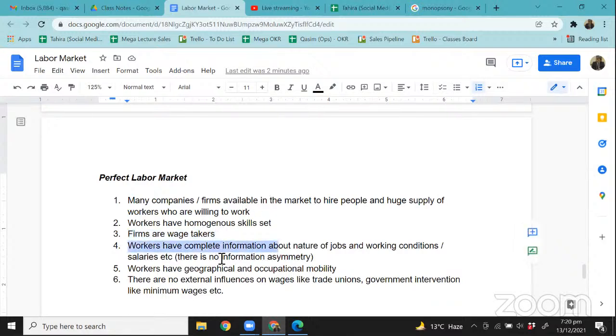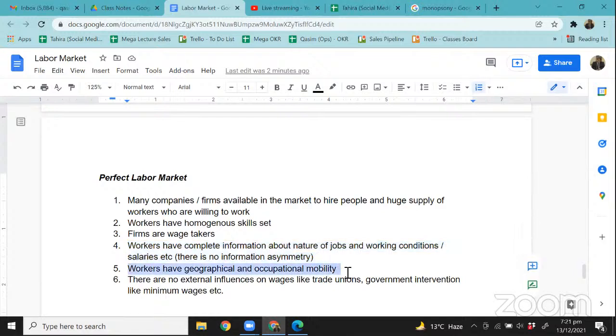Now, workers have complete information. So there's no information asymmetry. Information asymmetry means that one group has more information compared to the other group. So in this case, we are assuming that in a perfect labor market, workers have complete information about the nature of the job, the working conditions, the salaries, and things like that.